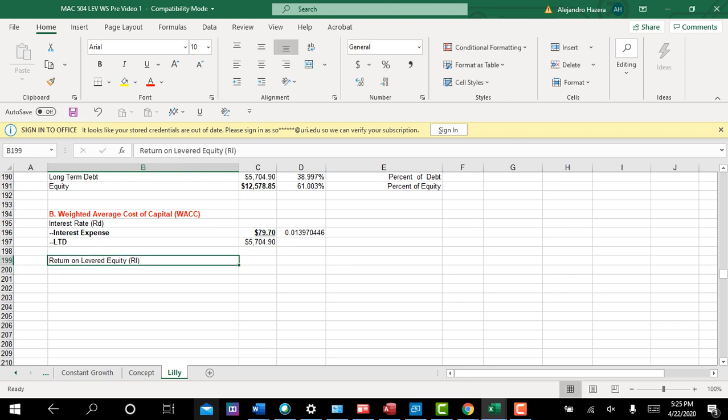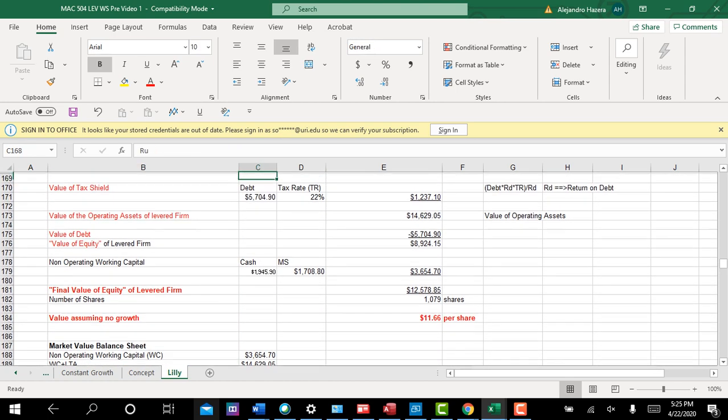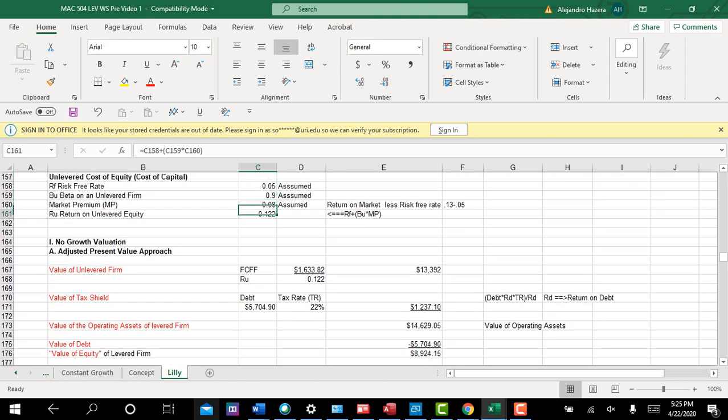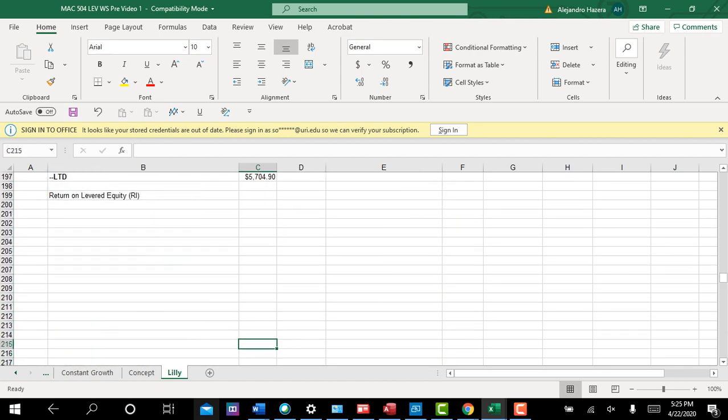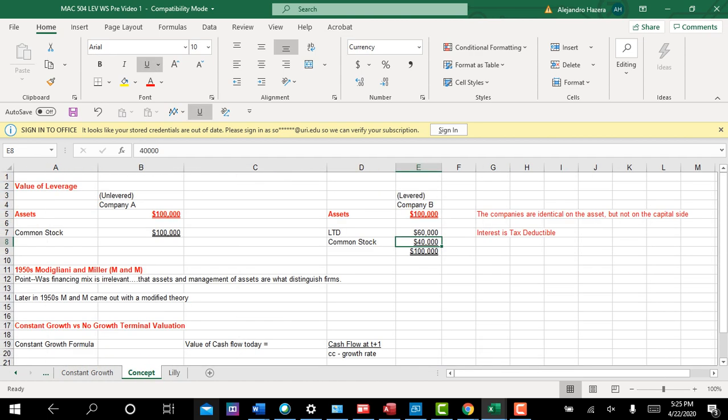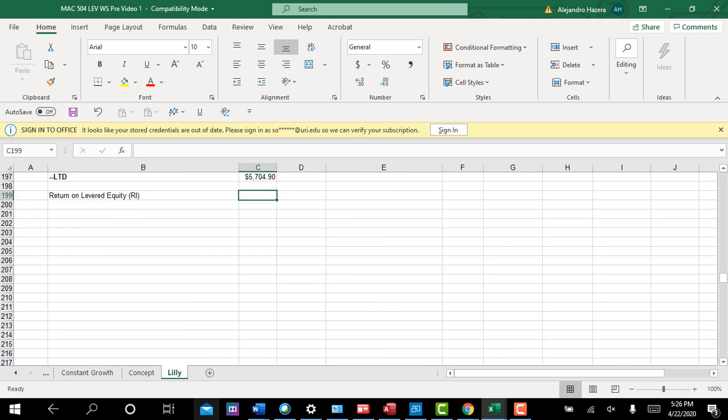Return on levered equity. Keep in mind that the RL contrasts with the return on unlevered equity that I calculated up here. The return on levered equity should be more because, as we've said, stock in a business with debt is riskier than stock in a business without debt. So the return on levered equity should be higher than the return on unlevered equity.